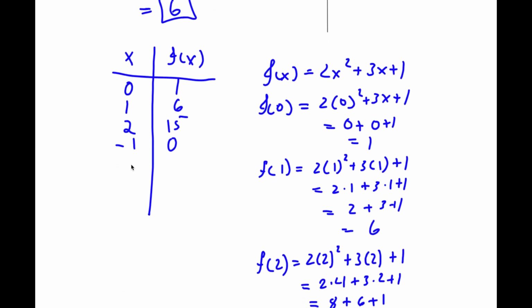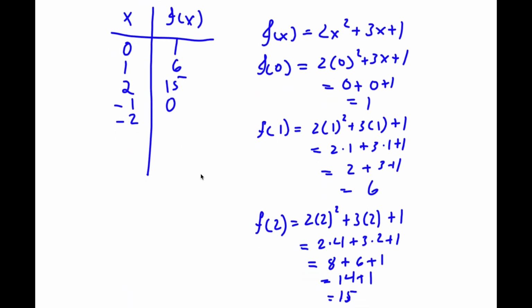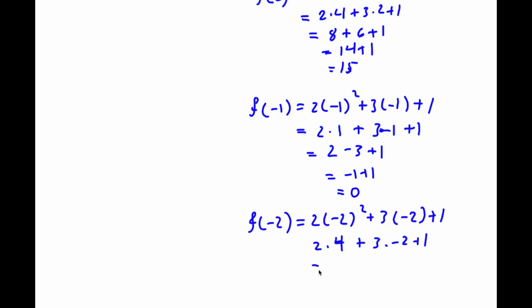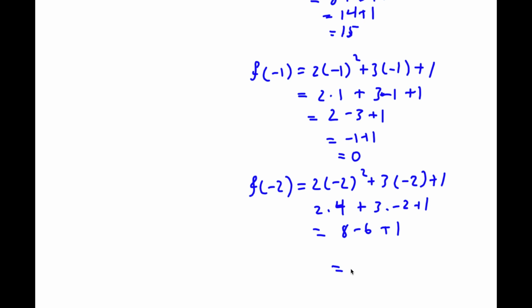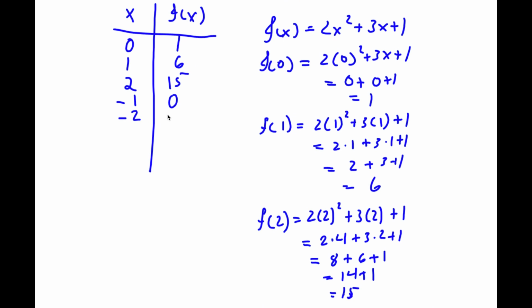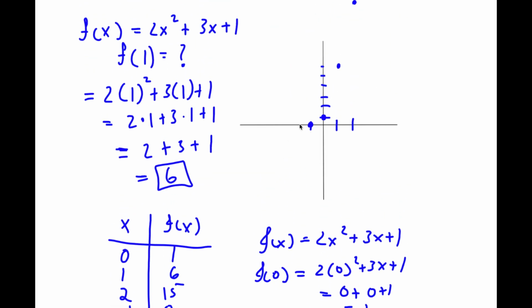Now let's plug in -2. f of -2 is equal to 2 times -2 squared plus 3 times -2 plus 1. -2 squared is 4, so we have 2 times 4 plus 3 times -2 plus 1. 2 times 4 is 8. 3 times -2 is -6, plus 1. 8 minus 6 is 2, plus 1, which is equal to 3. So f of -2 is 3, so we have -2, 3.